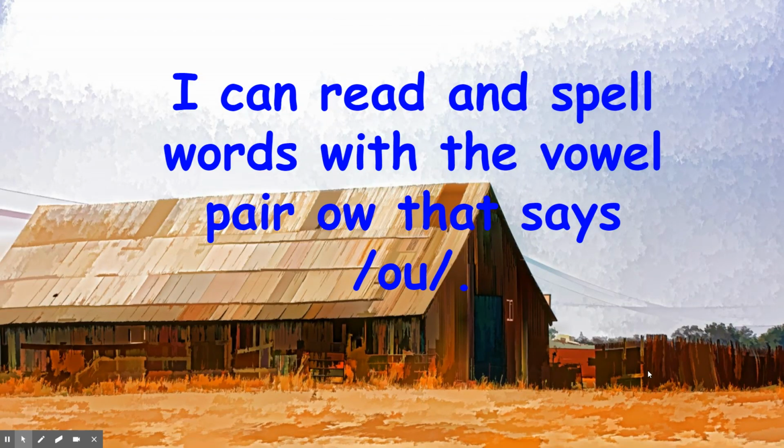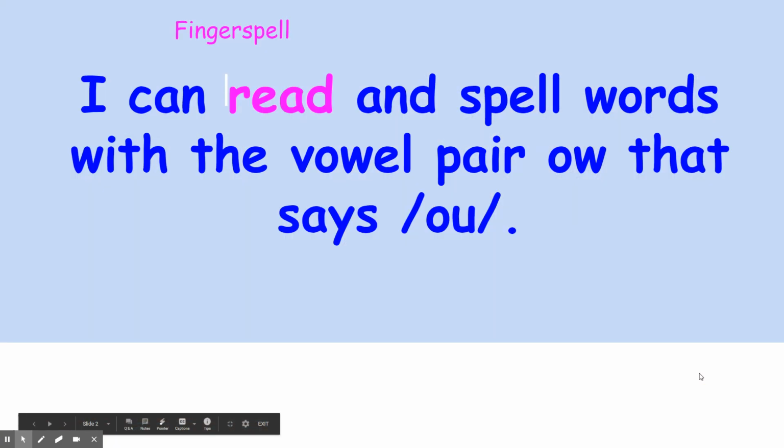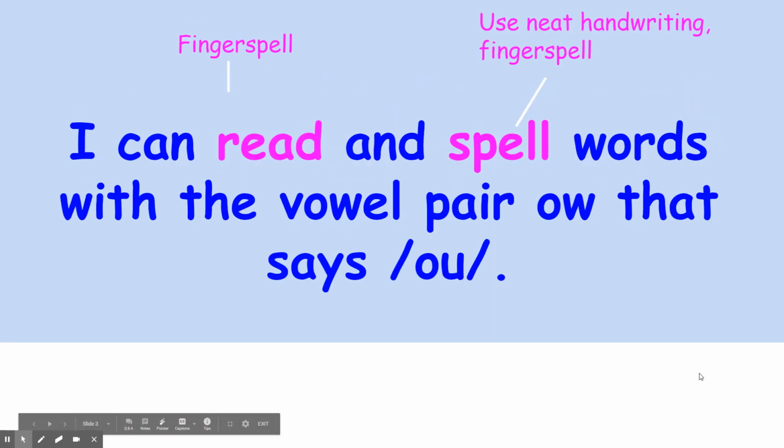Let's read our target and find out what our new sound is today. Read with me. I can read and spell words with the vowel pair OW that says ow. So we have learned the ow sound before, and today is a brand new spelling for it. So of course, when we read, we finger spell. When we spell, we use our neatest handwriting and we finger spell.